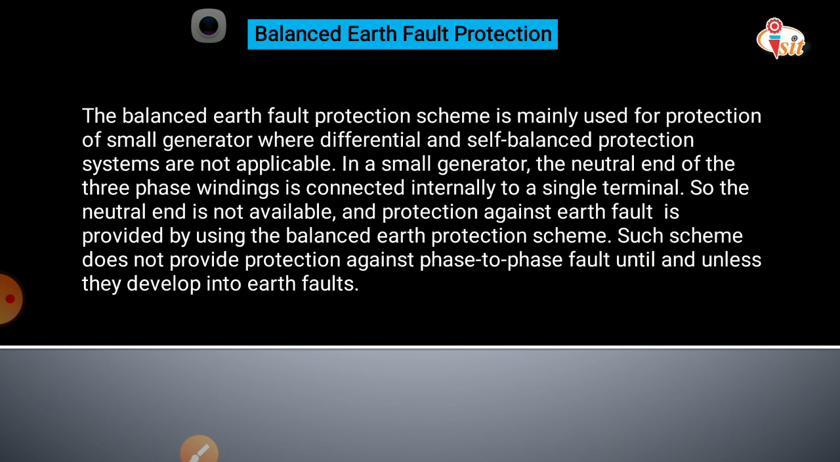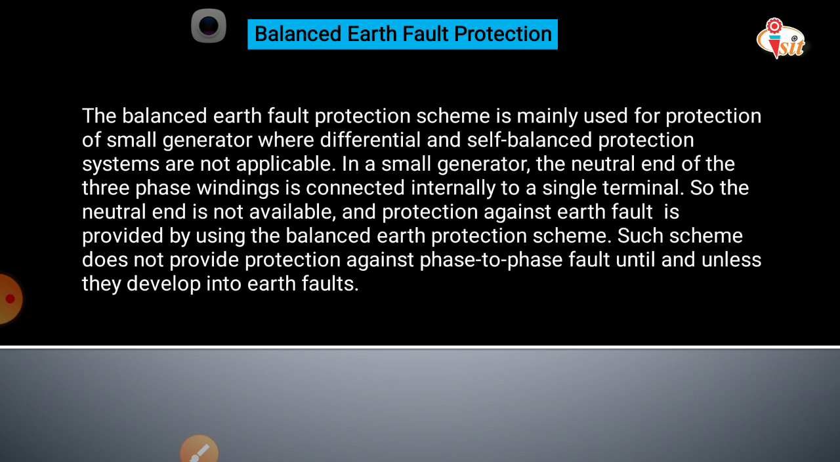In a small generator, the neutral end of the three-phase winding is connected internally to a single terminal so that the neutral end is not available, and protection against earth fault is provided by using the balanced earth fault protection scheme. Such a scheme does not provide protection against phase-to-phase faults until and unless they develop into earth faults.